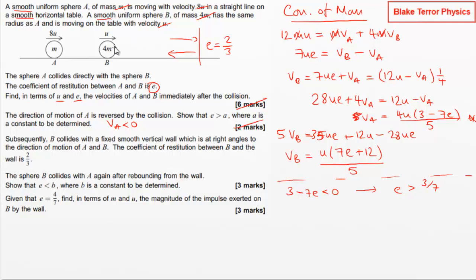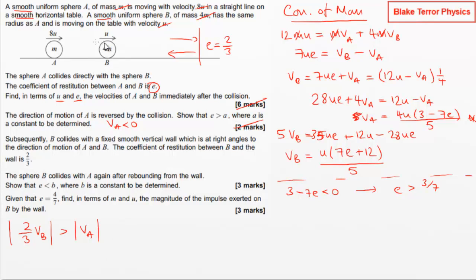So when B hits the wall, its speed is going to be 2/3 of VB, and let's take the magnitude of it because that's all we really care about, and that's got to be greater than the magnitude of VA, in which case it will then catch up and hit A again. Okay, so 2/3 of VB, fair enough.